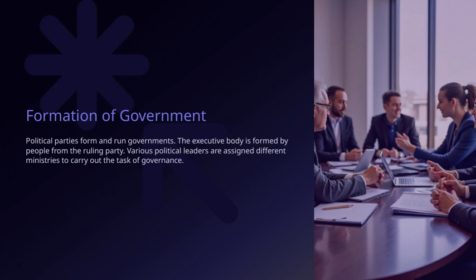Within this executive body, different political leaders are assigned specific roles, known as ministries. These ministries focus on different areas like health, education, defense, and finance. Their job is to implement policies and carry out the tasks necessary for good governance. So, the formation of a government is a process where the political party or coalition that has the majority gains the authority to govern, and then they organize their leadership to effectively manage the country's affairs. This setup ensures that governance is carried out efficiently, with clear responsibilities assigned to different leaders and departments.